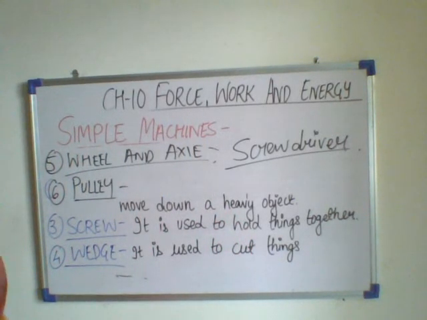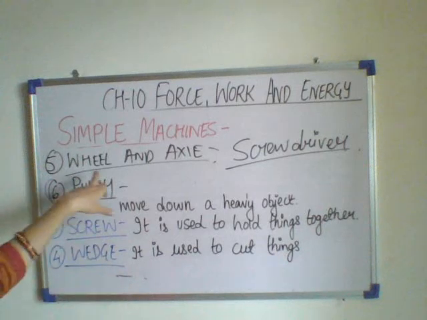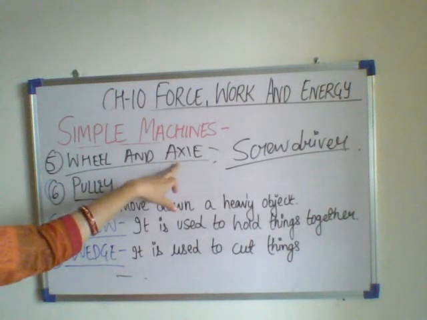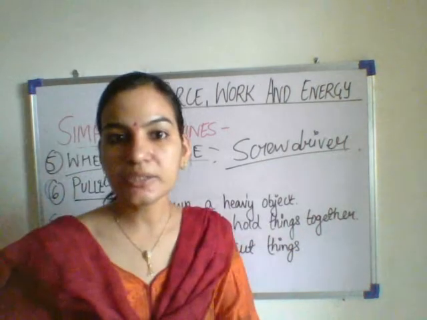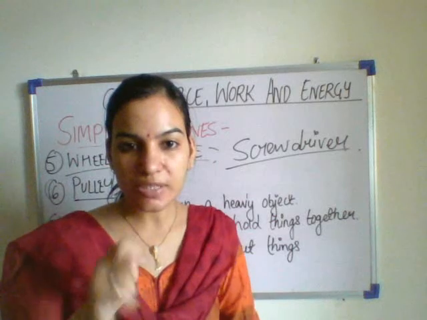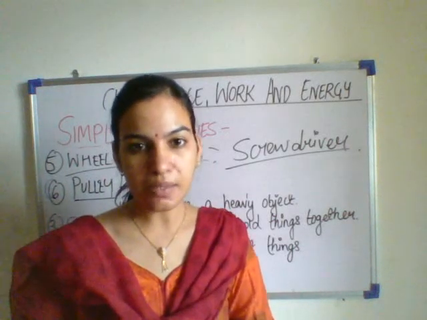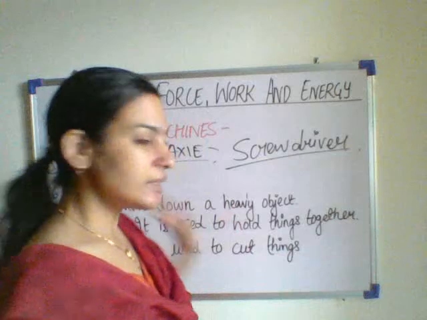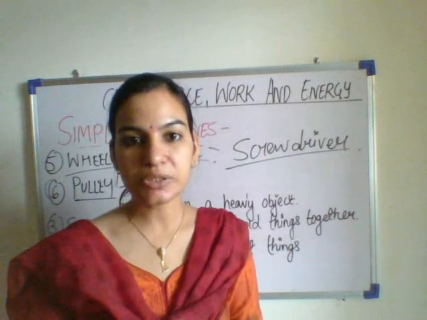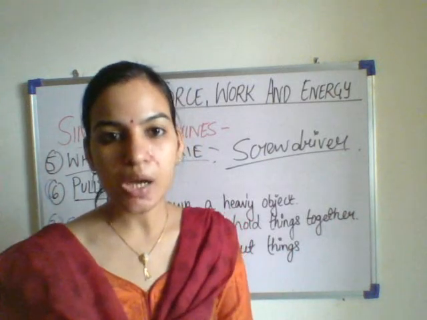The next, we have studied about the wheel and axle. What are the examples of it? Like a screwdriver. The screwdriver is used to open screws. So it is an example of the simple machine. Last is the pulley. The pulley is used to lift heavy objects.